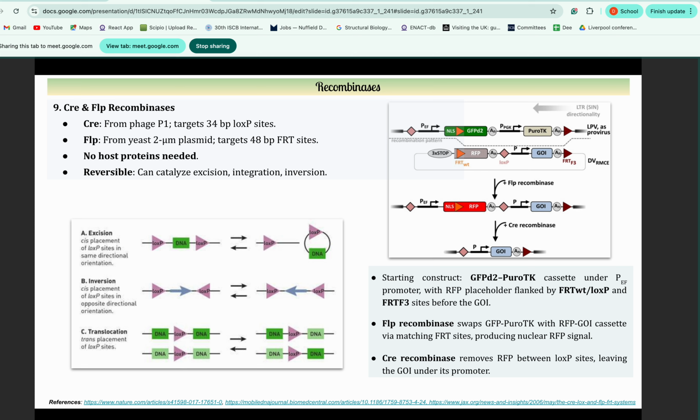So the two points from this slide which you need to keep in mind: in the case of Cre recombinase, the recognition site is the LOXP site. In FLP recombinase, the recognition site is FRT. If both of them are facing in the same direction, the region in between is excised. If they are facing in opposite directions, the region in between them will get inverted. If there are two different DNA fragments and in both of them the sites face the same direction, then recombination or translocation will take place.